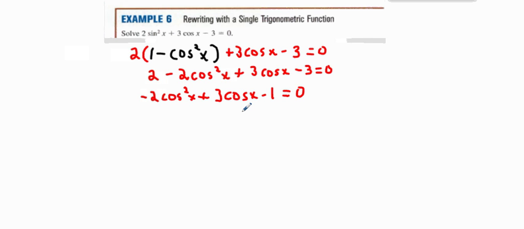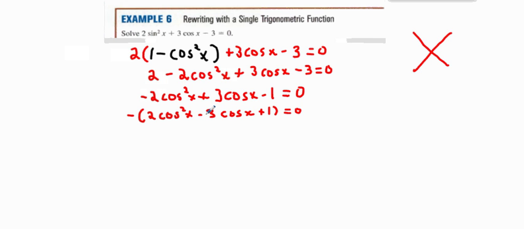Okay, we're almost ready to solve using some factoring techniques, but I don't like my leading term negative, so I'm going to go ahead and pull out the negative. Factoring out a negative, I'm left with 2 cosine squared x minus 3 cosine of x plus 1, and that's equal to 0. So now let's factor inside the parentheses.